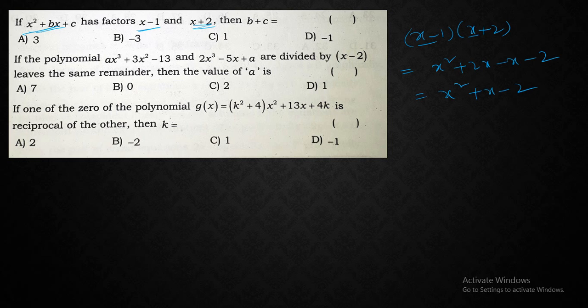On comparison, b is equal to 1, c is equal to minus 2. What did he ask? b plus c. So 1 minus 2 is minus 1. So the answer is option D.